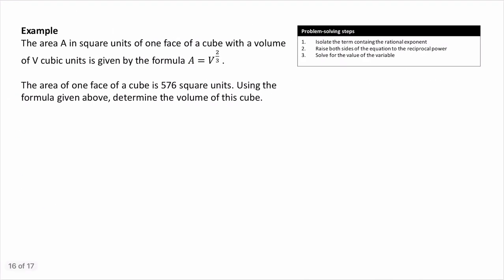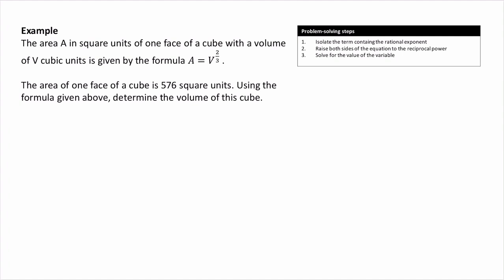So now let's try this word problem. It tells us that the area in square units of one face of a cube with volume of v cubic units is given by the formula a equals v to the 2/3. The area of one face of a cube is 576 square units. Using the formula given, determine the volume of this cube.